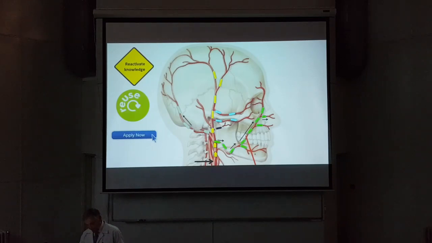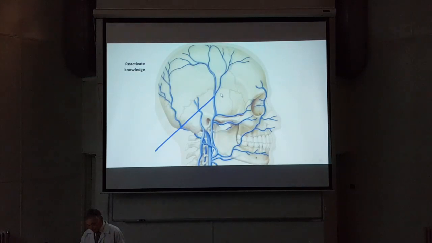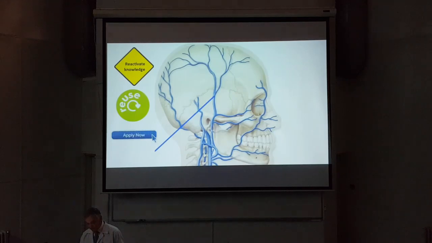Going to the scalp posteriorly, and this is posterior auricular. And because this is the external auditory meatus, this is posterior auricular. This means what? Wounds heal faster, and this means take stitches earlier. This is the action, and this is why we do it. We activate knowledge of the veins and reuse it.